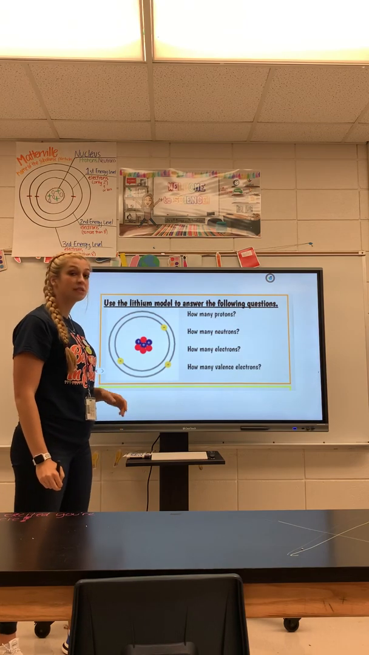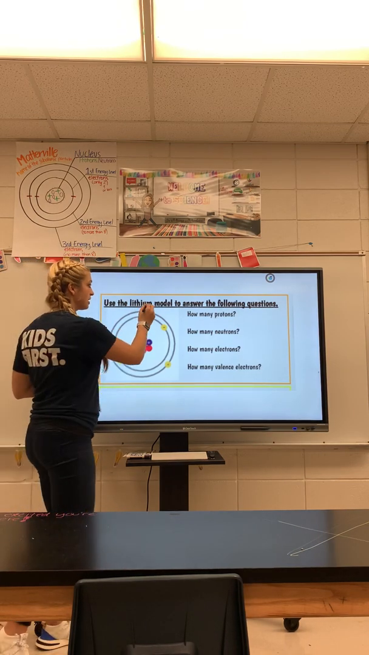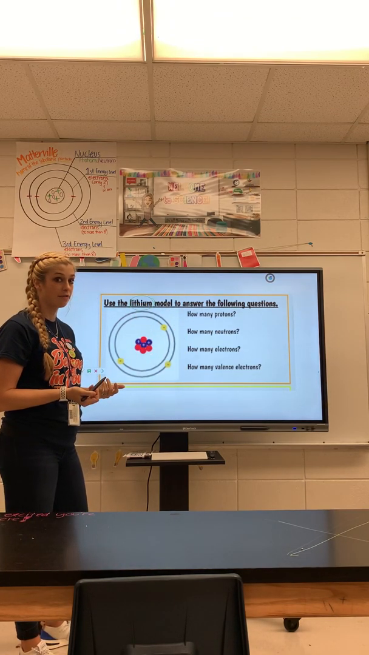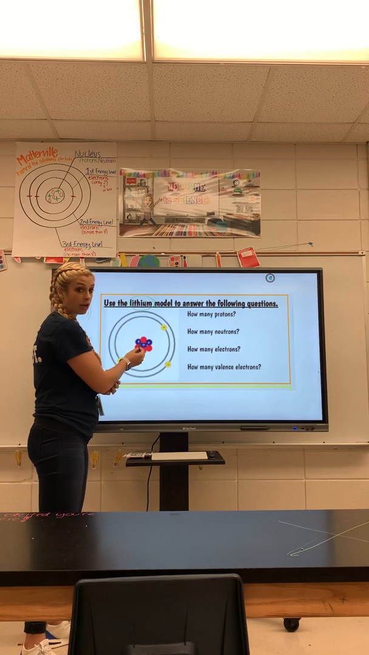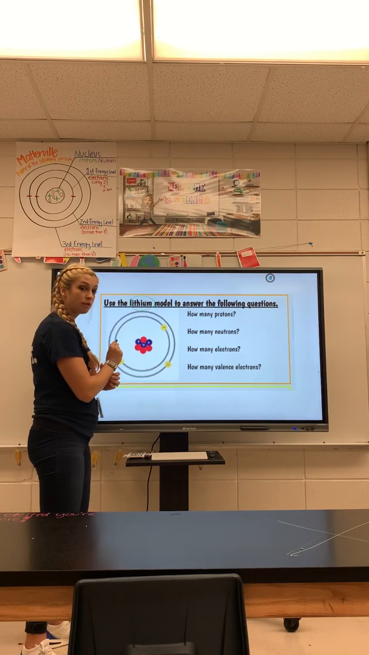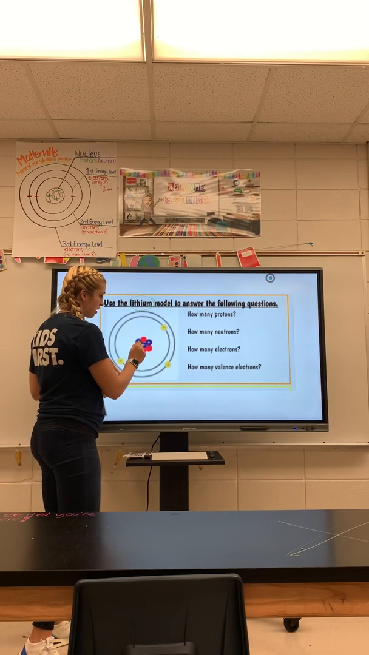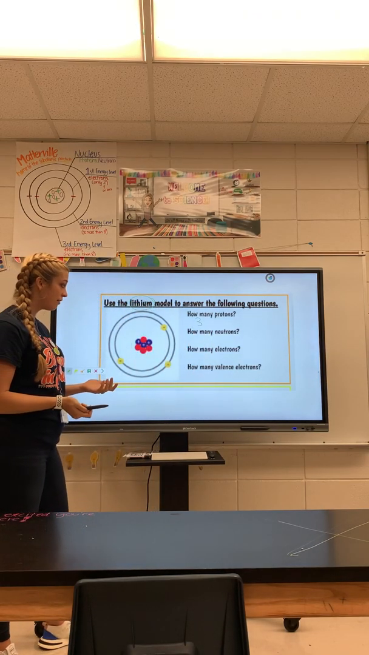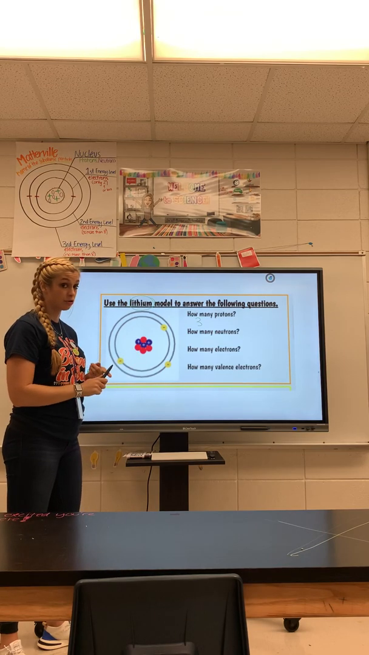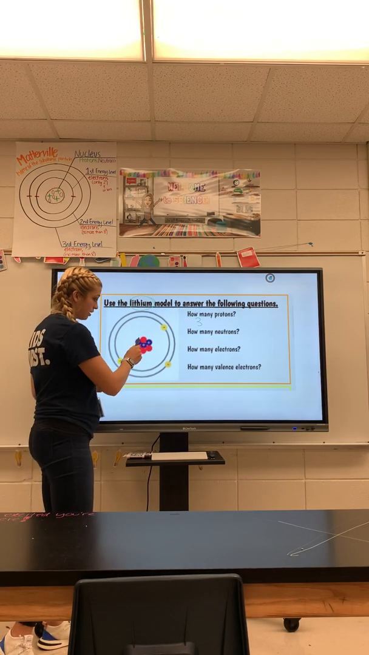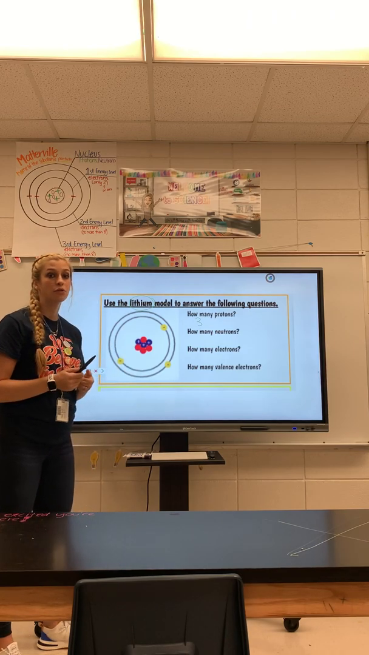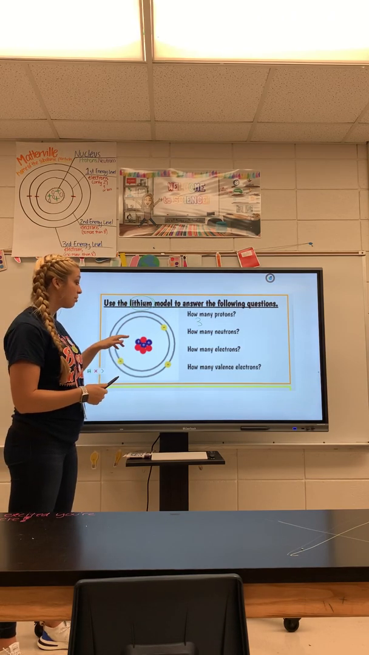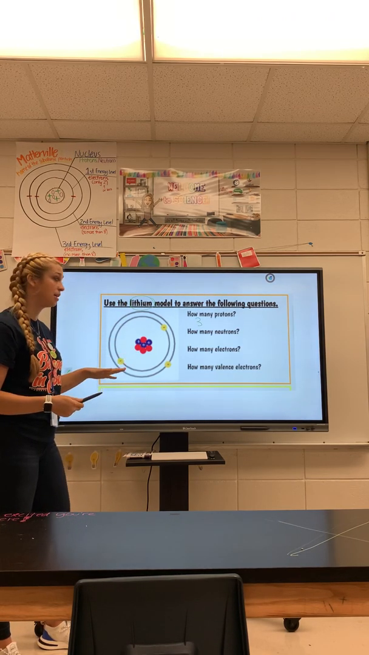All right, so you're using this model of an atom. It tells you it's lithium to answer the questions below. So how many protons does it have? Well, I'm going to look in the nucleus because we're talking about protons. I see that the purple ones have a plus sign. So there's 1, 2, 3. 3 protons. How many neutrons does it have? I'm looking in the nucleus again because neutrons are in the nucleus. And I see 1, 2, 3, 4. I knew the red or pink ones were the neutrons because the protons had a plus sign on them. So that means these must be the neutrons.